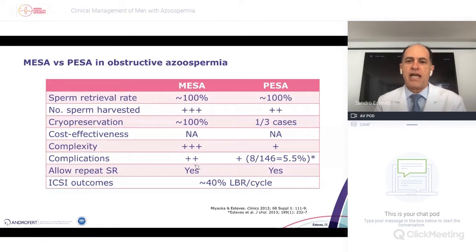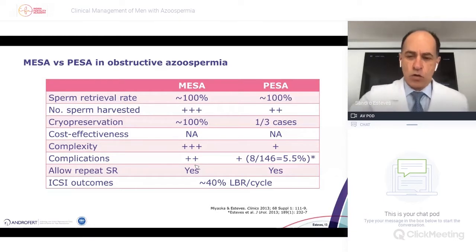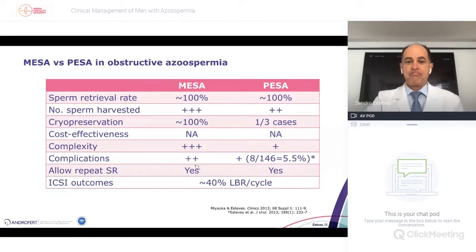I can use fresh sperm and still have enough for cryopreservation, or you can do MESA beforehand and then plan the IVF cycle subsequently. Obviously MESA is more complex because we need the operating theater and the operating microscope, and it's more like an interventional procedure compared to PESA and TESA. But both provide an opportunity to collect sperm for ICSI, and then the cycle can be planned accordingly.